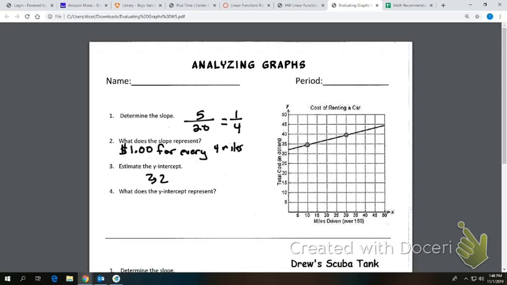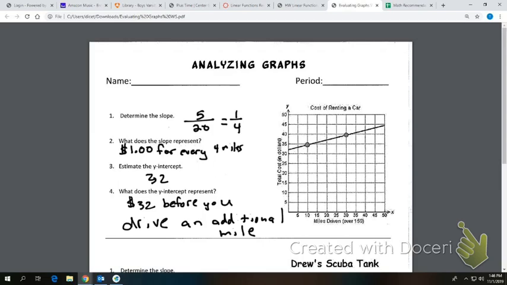Okay, you want to try it, Kelsh? The initial cost, 32. So it costs $32 before you drive an additional mile. Now, when I say an additional, because this is the graph for miles after 150. So $32 before you drive an additional mile over 150. What do you guys think? Easy.